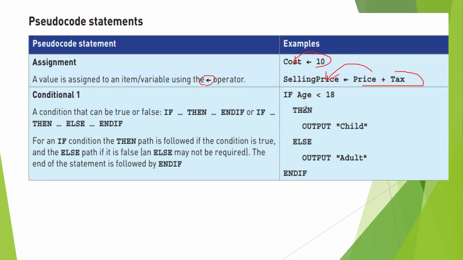Yeah. Now conditional, we have done conditional based programs. Do you remember? A condition that can be true or false: IF THEN ENDIF, or IF THEN ELSE ENDIF. For an IF condition, the THEN path is followed if the condition is true, and the ELSE path if it is false, and ELSE may not be required. The end of the statement is followed by ENDIF. Here you can see the example: if age less than 80, then output child, else output adult.